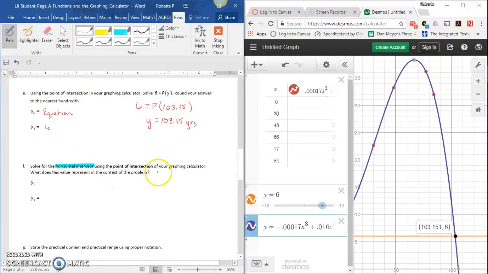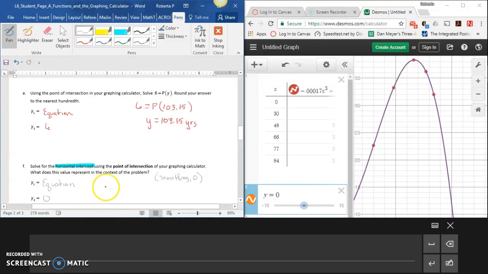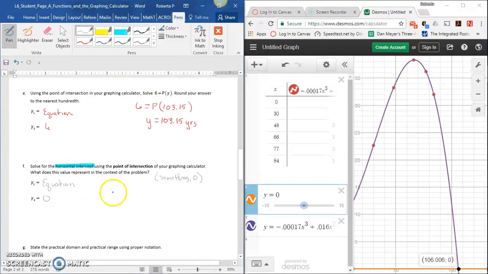So then the other question we have is the horizontal intercept, and if we recall, the horizontal intercept is some input value, comma 0. So we have the equation still, and this time we know the output value is going to be 0, so with Desmos I can change y equals 6 to y equals 0, and again I can see the faint point there. Click on the point, it will hold it, and so I now have the value of y equals 106 years. Remember that a horizontal intercept is something, 0, so I've got 106, comma 0.